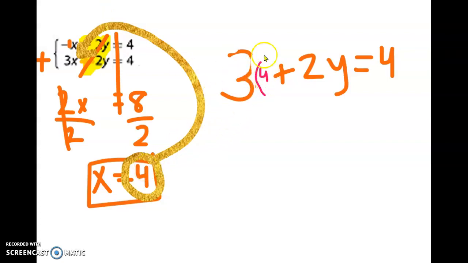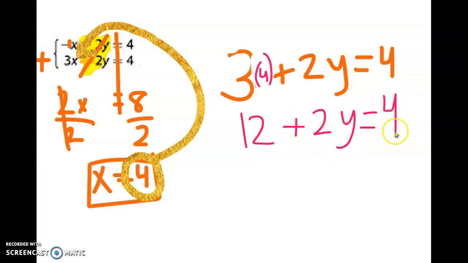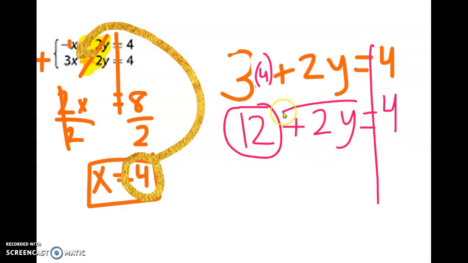So 3 times 4, I'm going to have 12. My parentheses look weird too. All right. So 3 times 4 is 12 plus 2y equals 4. Writing with no stylus is tricky. Okay, and I will circle my constants, box my variable with its coefficient, and circle my constants.